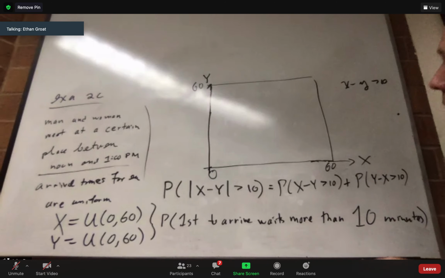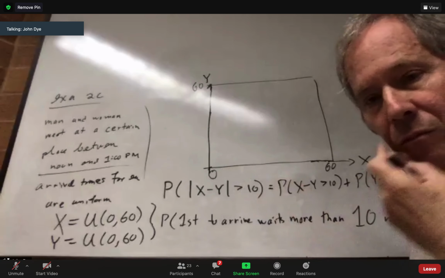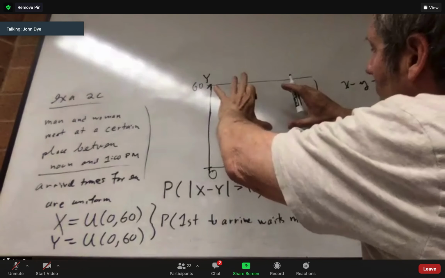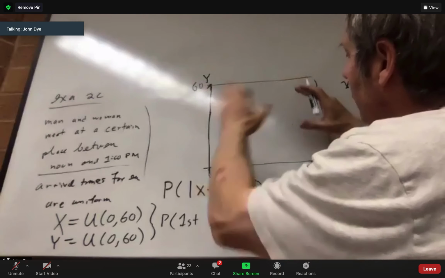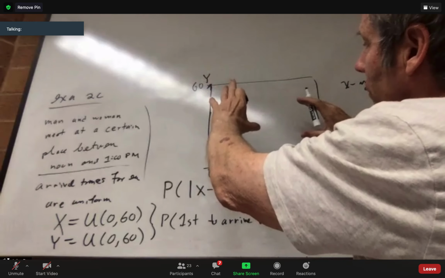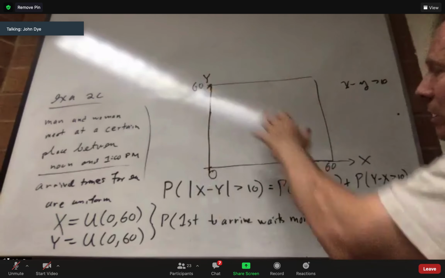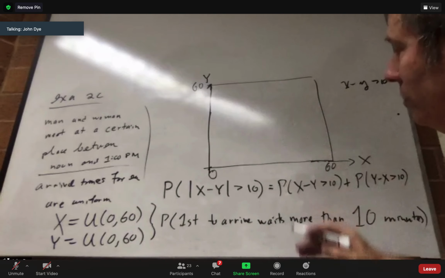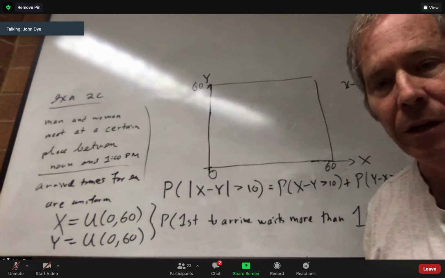What I'm saying is that this is a density for the joint distribution of X and Y. So to make this a probability distribution, the volume here has to be 1. What height does this have to come to for it to add up to 1? Well, the base is 60 squared, so the top has to be 1 over 60 squared, to get 1 here.